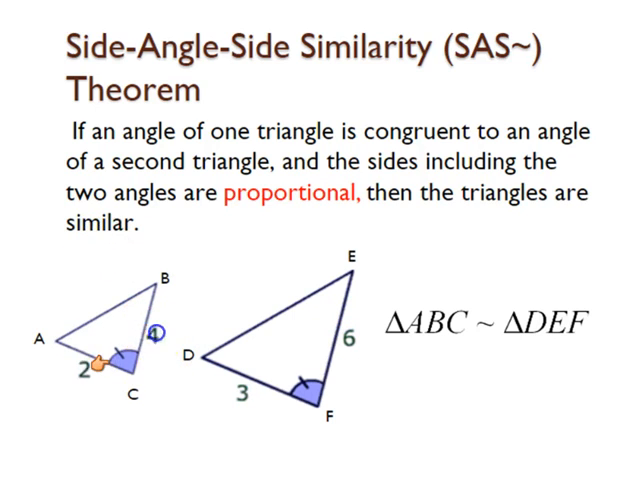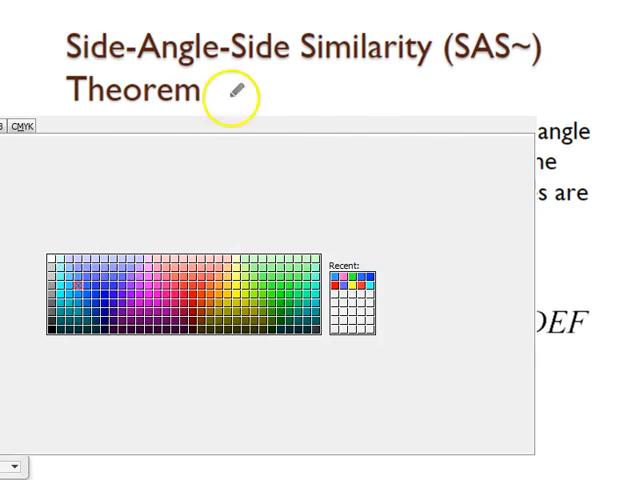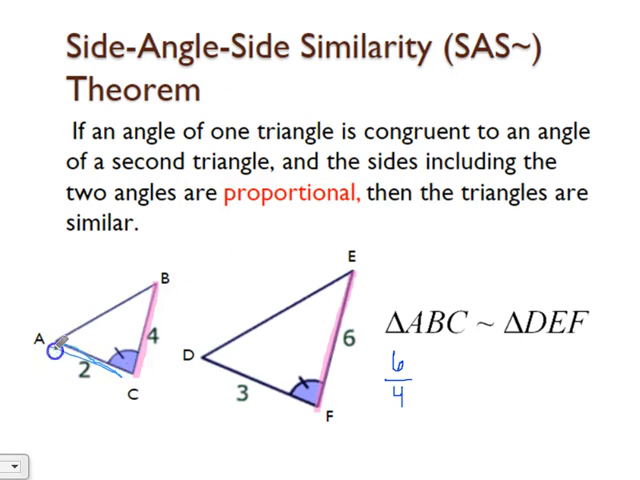So the set of corresponding sides need to be proportional, not similar, they need to be proportional. Let's see if that's true in this case. This side here would be corresponding to this side. So if we set up a proportion, that would be 6/4. And then we'll set up a proportion with the other two sides, this side here and this side here, and I would do 3/2.